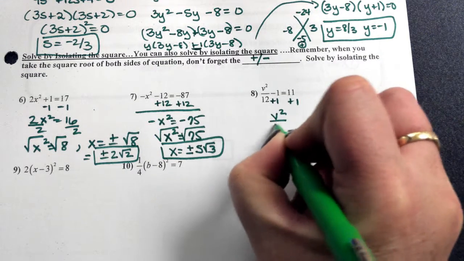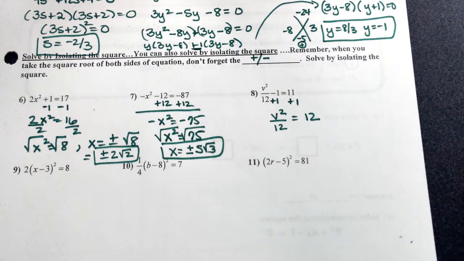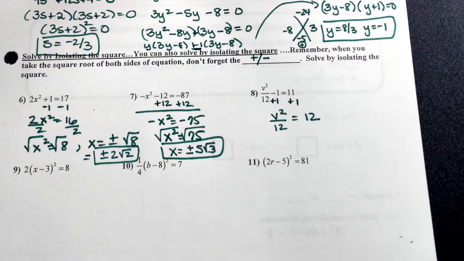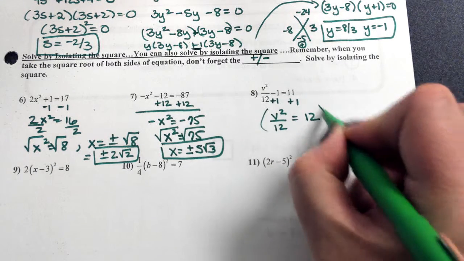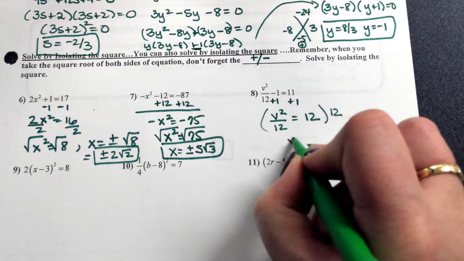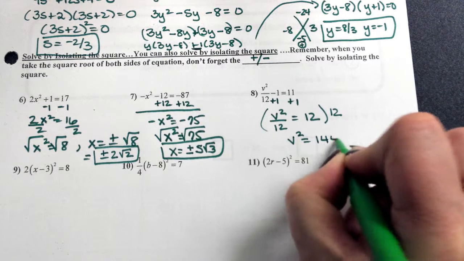So v squared over 12 is equal to 12. Then what? How do I get v squared by itself? I'm going to have to multiply the whole equation by 12. So v squared is equal to 144.